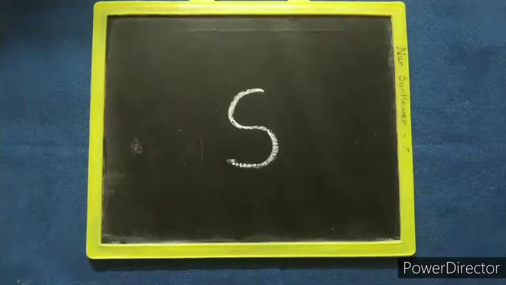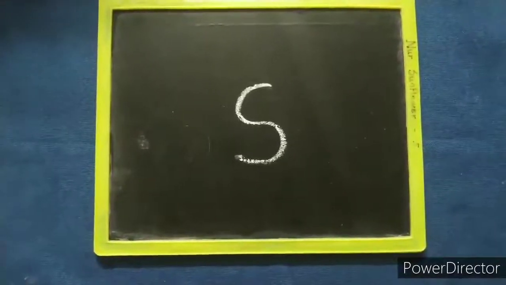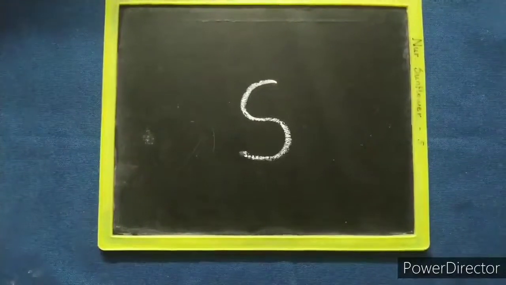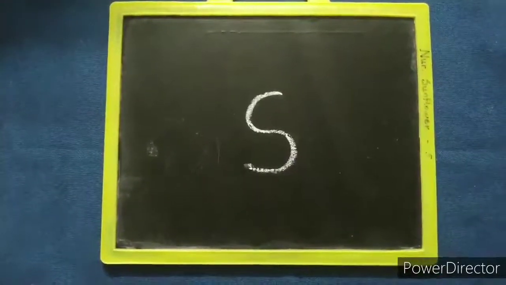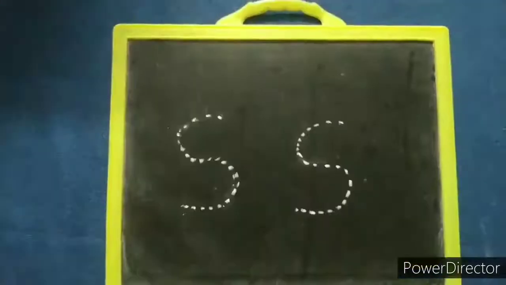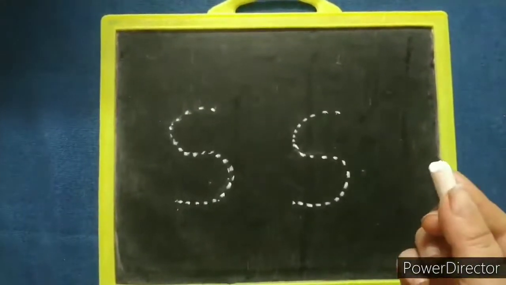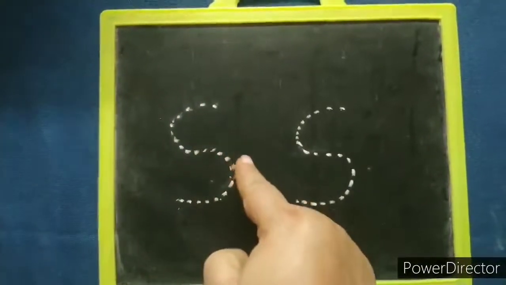After this revision, let's learn our new pattern. Kids, today we will learn our new pattern by using C curve and reverse C curve. It is also known as S pattern. Here I have drawn small dots on a slate. Now let's start tracing it.